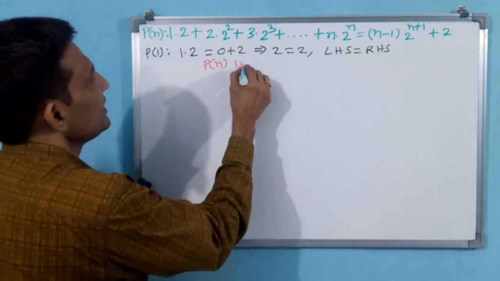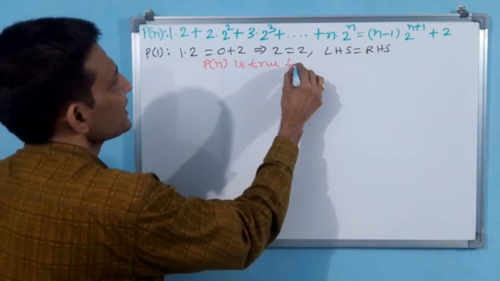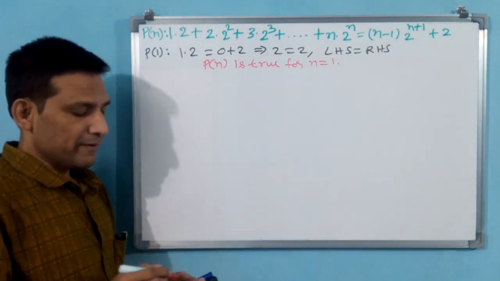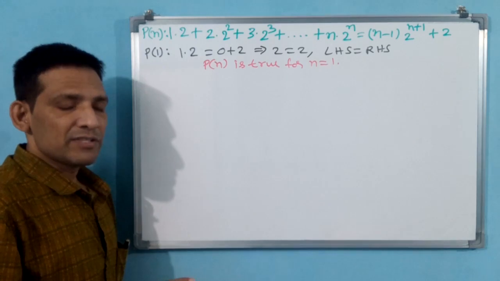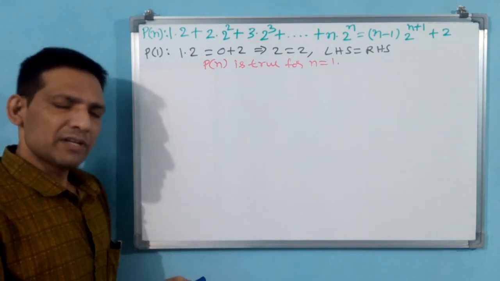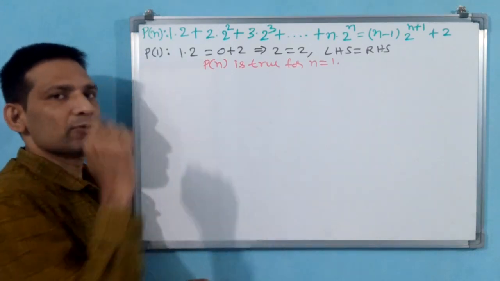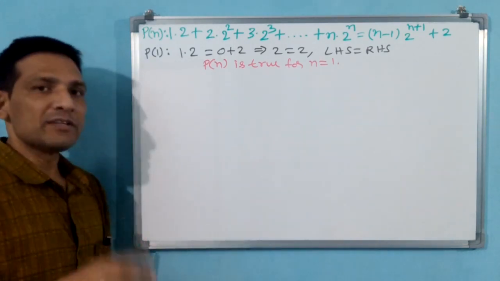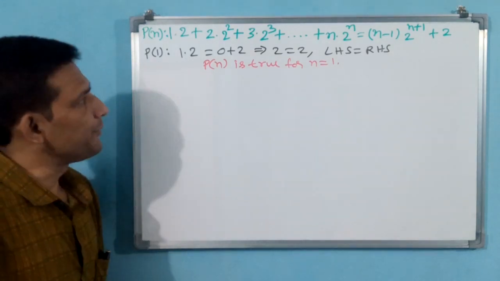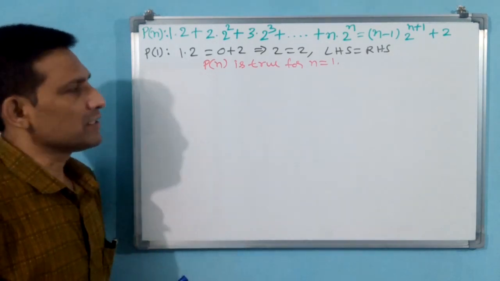P of n is true for n is equal to 1 only. Finally, P of k plus 1 is also true. Then we can write finally Pn is true. This is the third step.